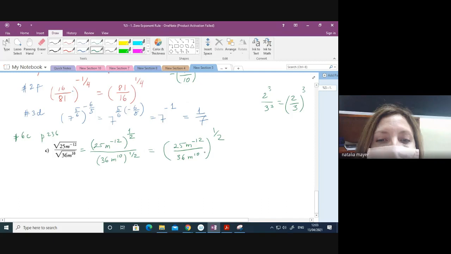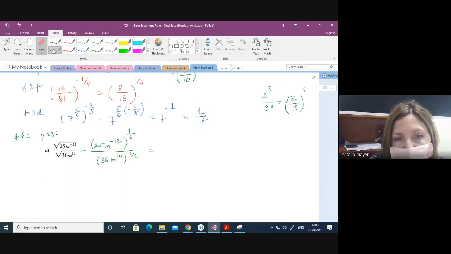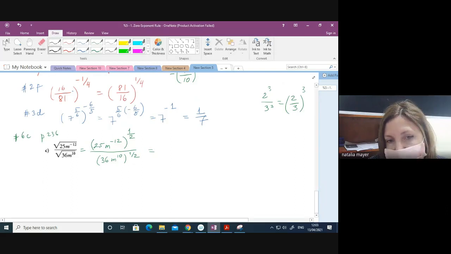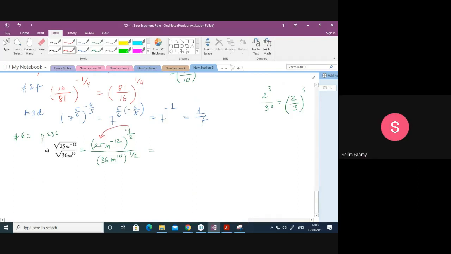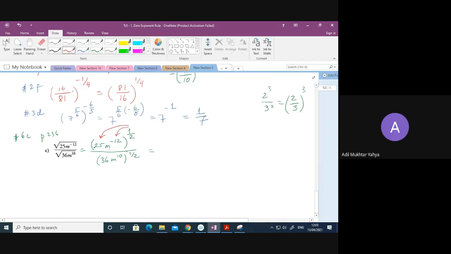Although, you know what? Now I see that they wanted something else. They wanted you to distribute it. Why? Because you can find the square root of 25 and you can find the square root of 36. So let's distribute according to the power. We can, yes, and then 5 and 6.